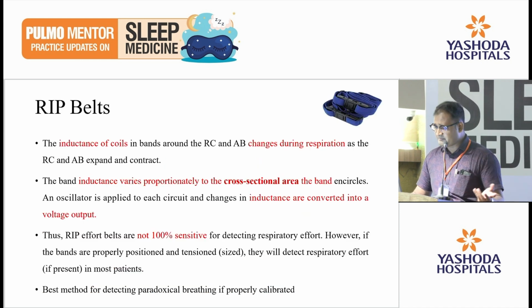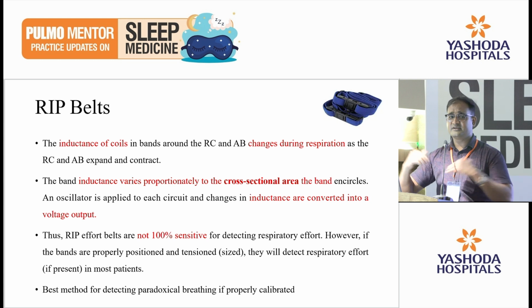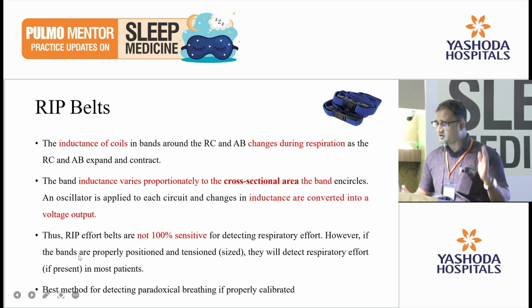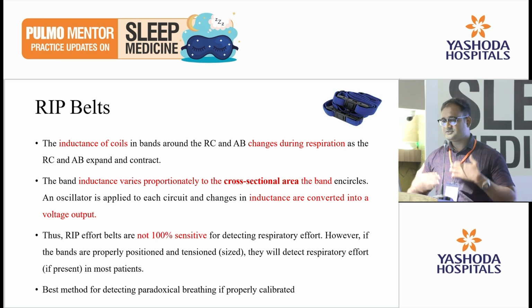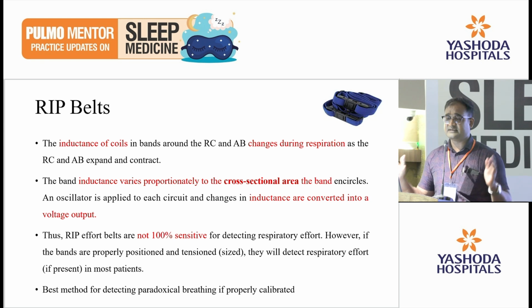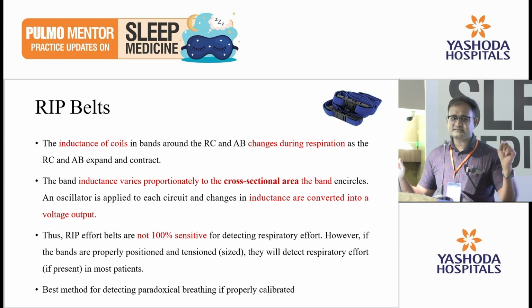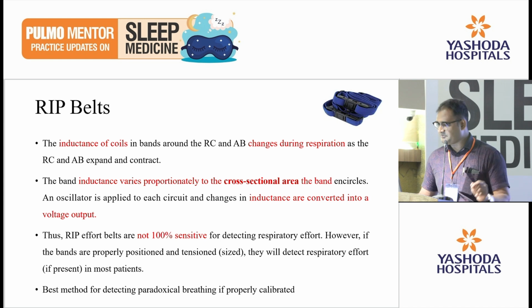Then coming to the RIP belt. In the RIP belt, the inductance of the coils changes during respiration. And as the inductance varies proportional to the cross-sectional area, it is converted to a voltage output. Accordingly, we can know the results. It is not 100% sensitive, but if it is properly applied, it is 90% sensitive. It is the best method for detecting paradoxical breathing. Paradoxical breathing means when your chest and abdomen move in opposite directions. In case of obstructive sleep apnea, it is the best thing to detect paradoxical breathing.